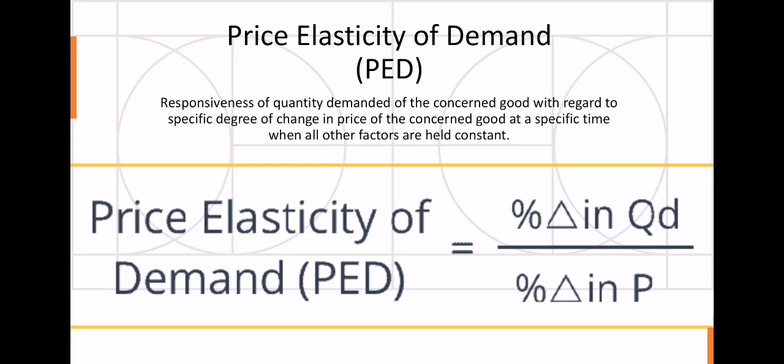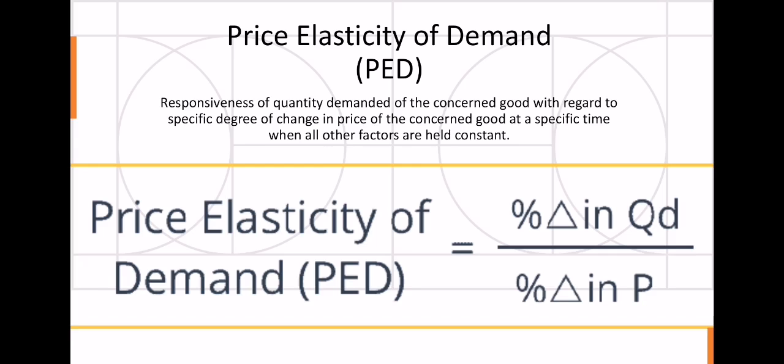Now, PED is the responsiveness of quantity demanded of the concerned good with regard to a specific degree of change in price of the good at a specific time when all other factors are held constant. In our earlier video, when we learned about demand, we understood what the law of demand means. That is, when the price increases, the quantity demanded will decrease. So there's a negative relationship between the price and quantity demanded. Now what we measure through elasticity is, when price increases, by how much will the quantity demanded change. Alright, so it's the responsiveness. It's a percentage value that we are calculating here.